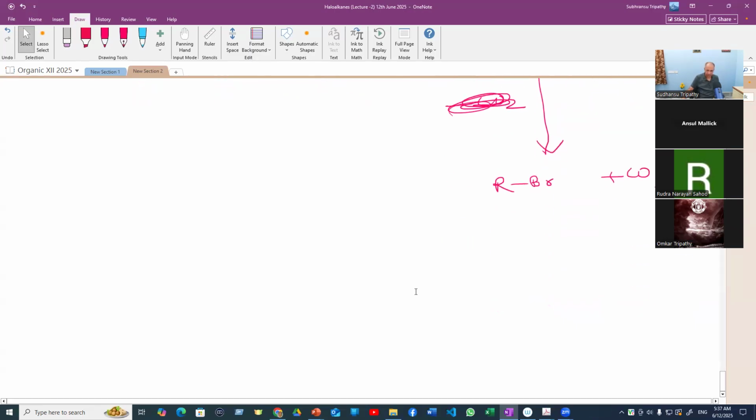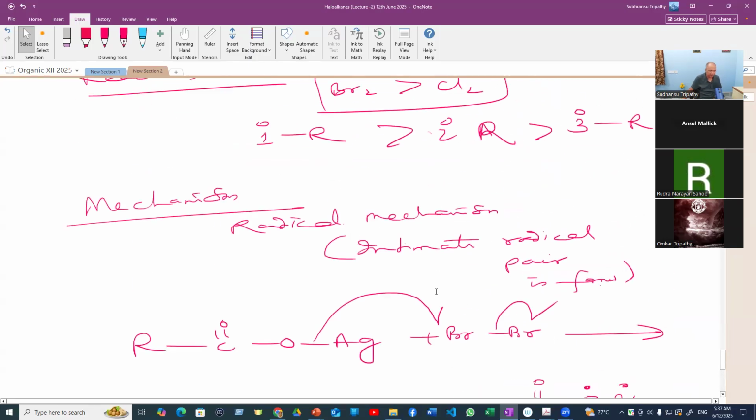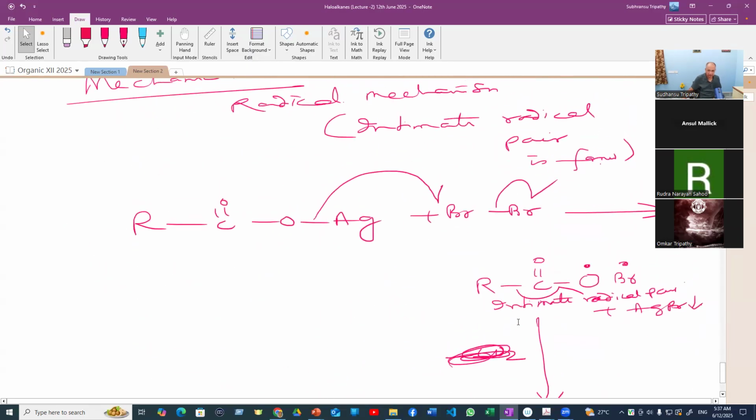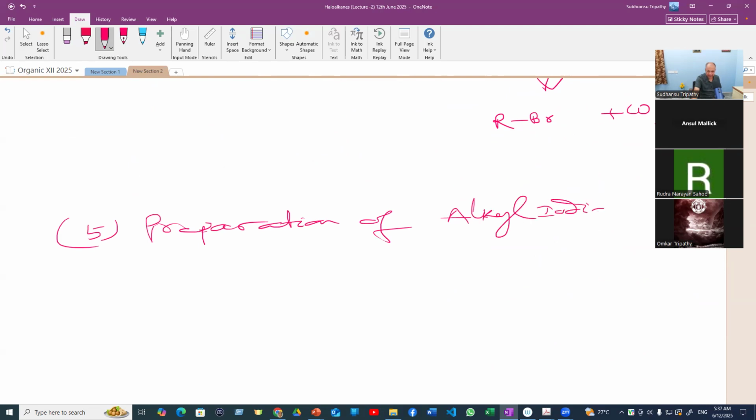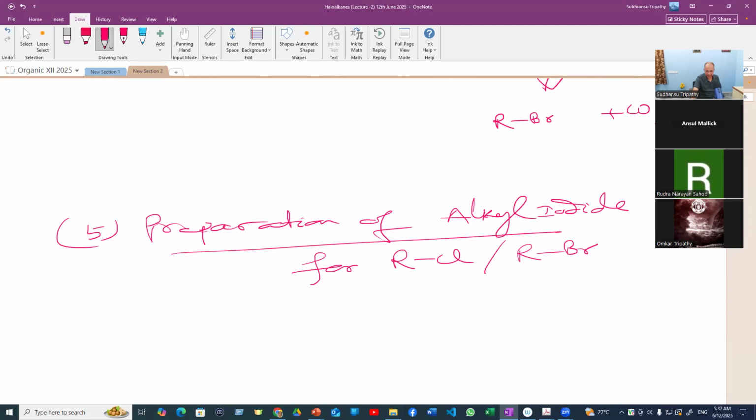Then the fifth method is specific. Have you written down? Yes, sir. This is the preparation of alkyl iodide from alkyl chloride and alkyl bromide. This is called the Finkelstein reaction.